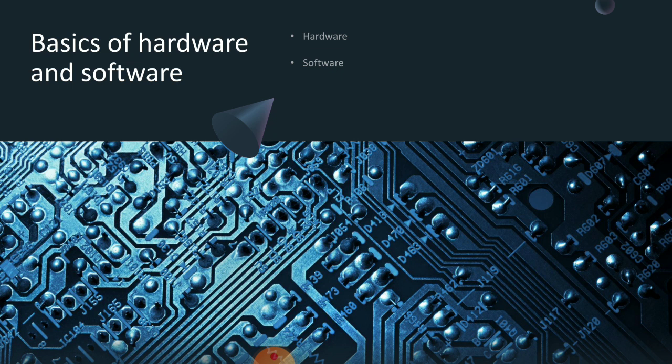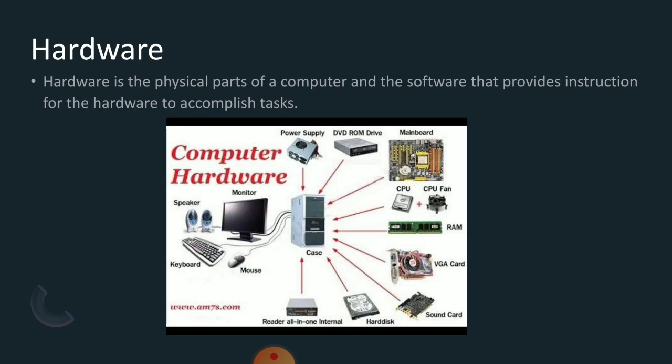A computer system consists of two main components. One is hardware and the other is software. Or we can say hardware is the physical parts of computer that we can touch, we can sense. So hardware components are used to perform any task given by any software or program.